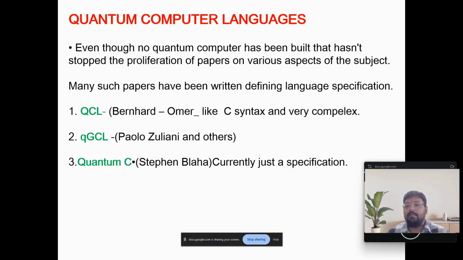Next, quantum computer languages. So, what are the languages? Like in normal computers, we use C, C++, Java, Python. In quantum computers, we have different languages: QCL, QGCL, and Quantum C. These are the currently used languages to write programs for a quantum computer.